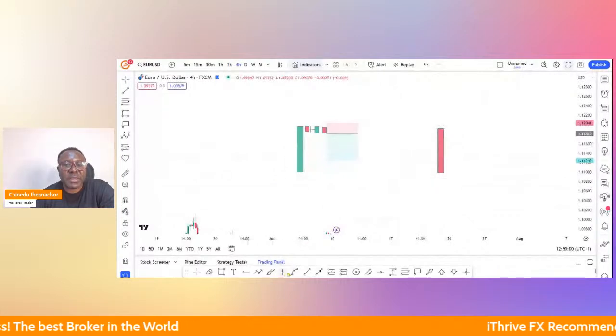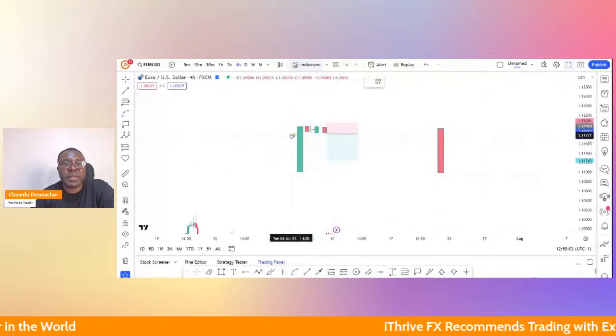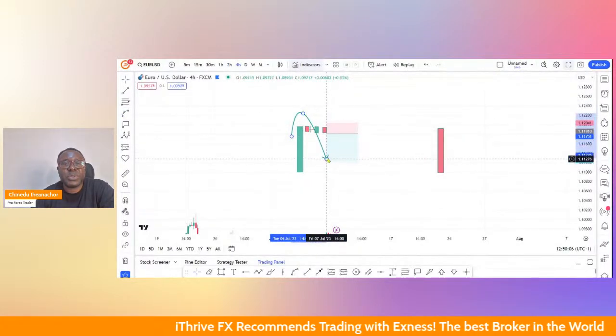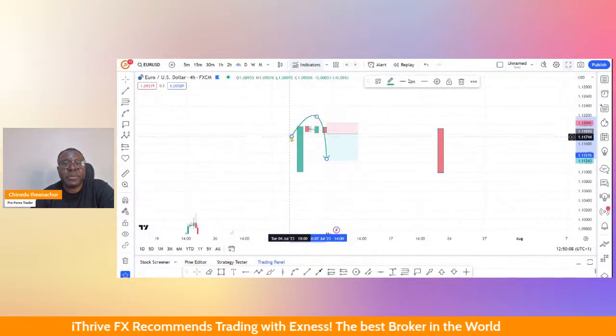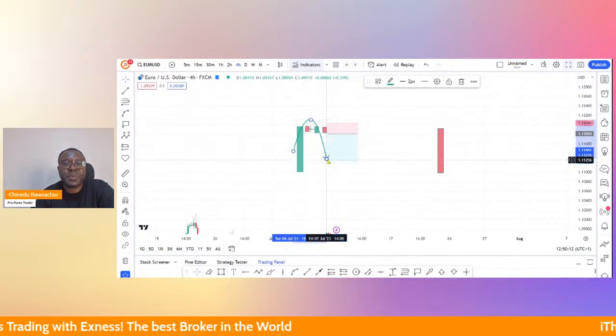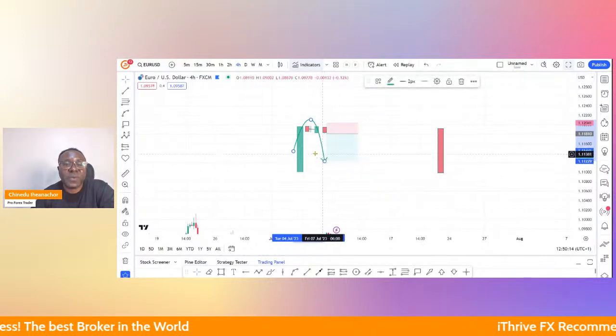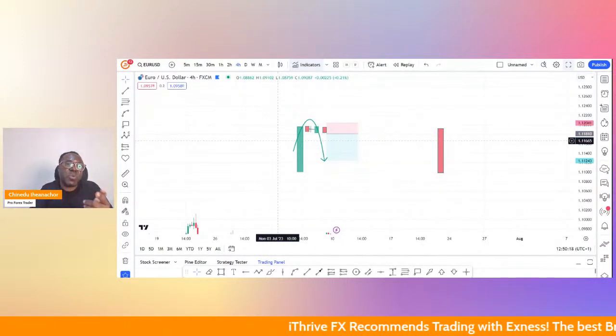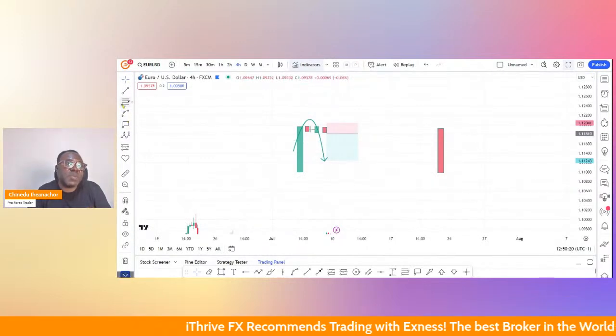So we're expecting the market here to reverse, push back down by about 50 to 75% of the move. About 50 to 75% of the move.